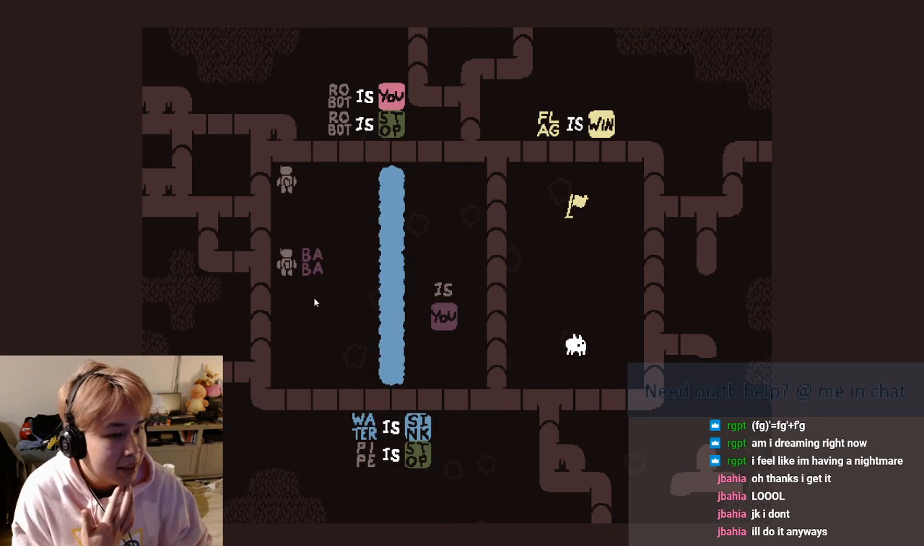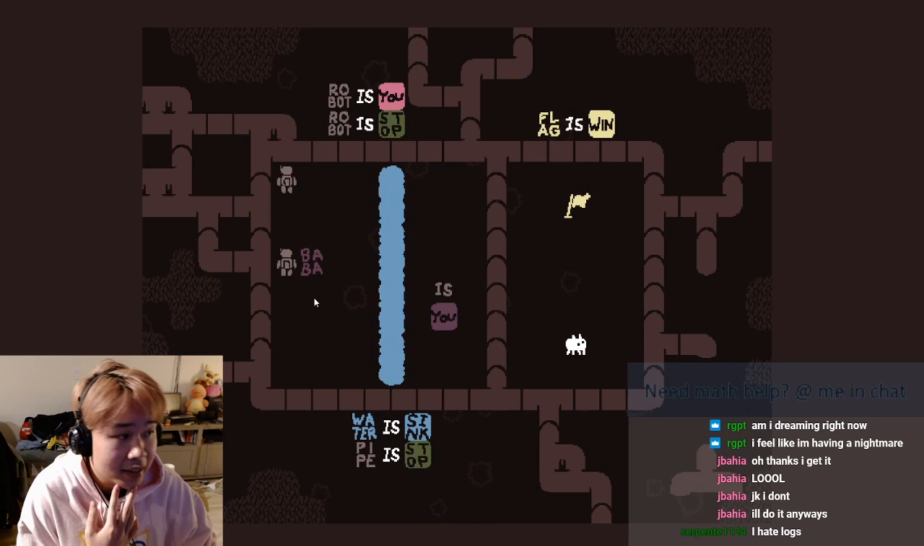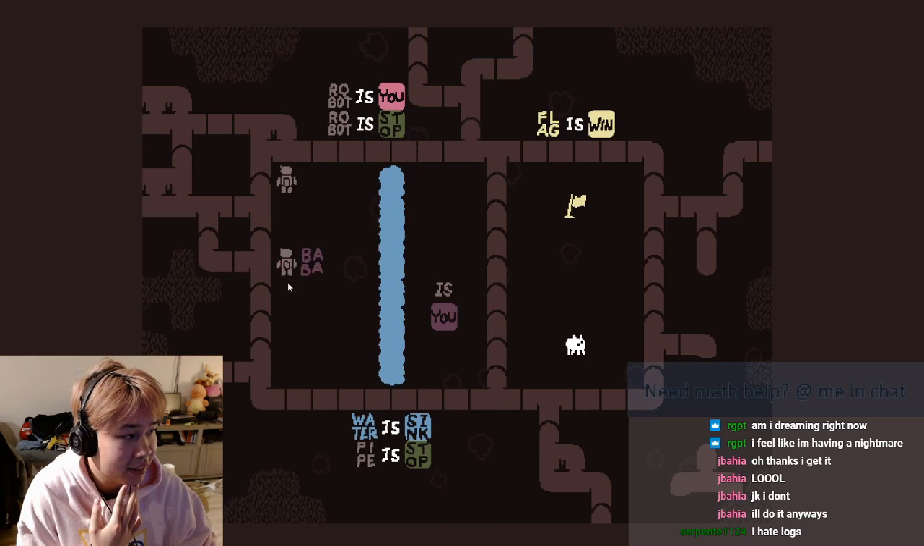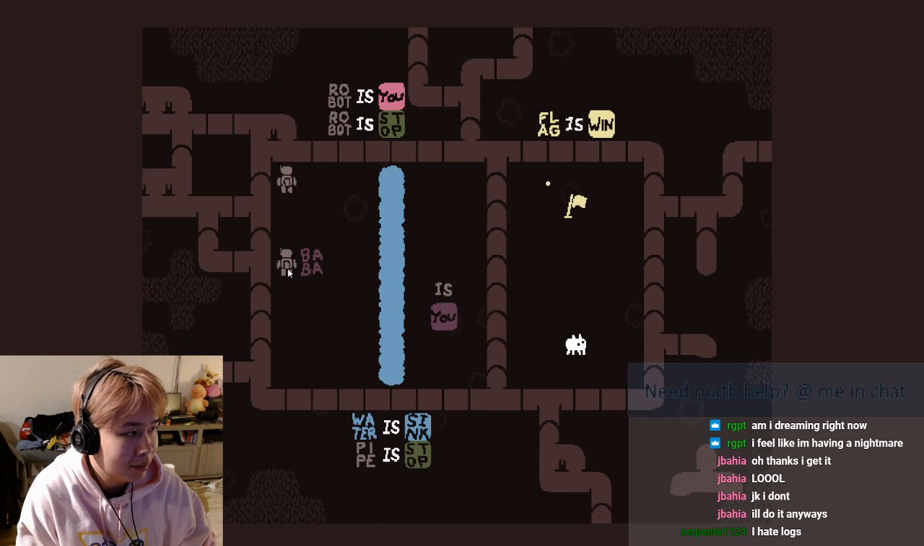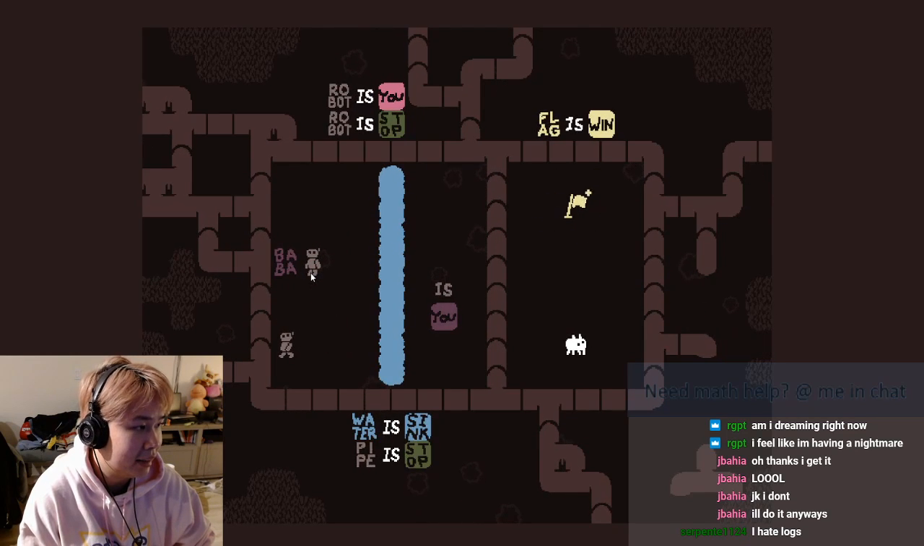So essentially the puzzle, I think, is I need to find a way to stagger these so that I can walk one of them into the water without the other one walking into the water. And the only thing I really have to work with is this Baba to help me stagger them. Now, obviously, I could just push it like this, and now they're staggered.